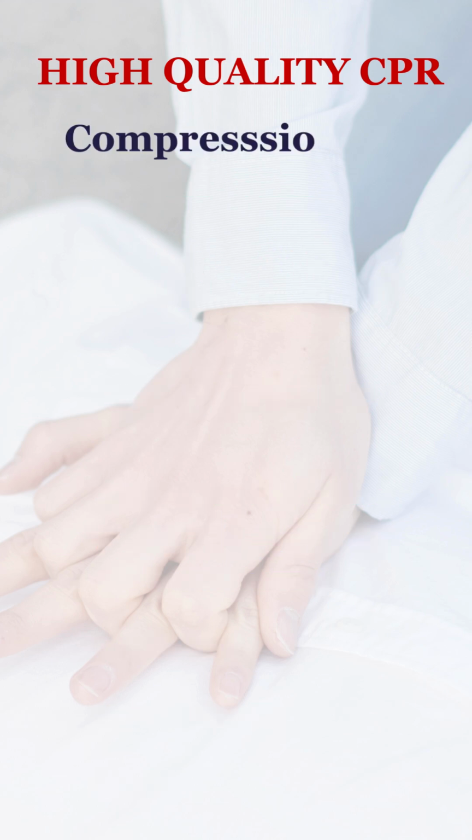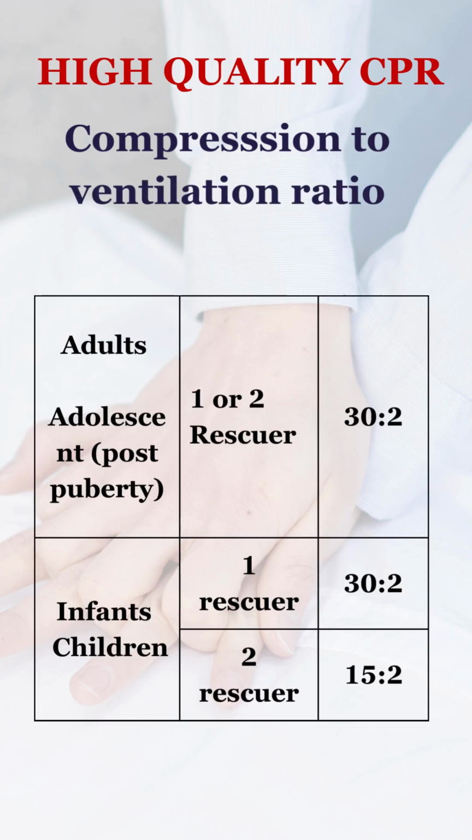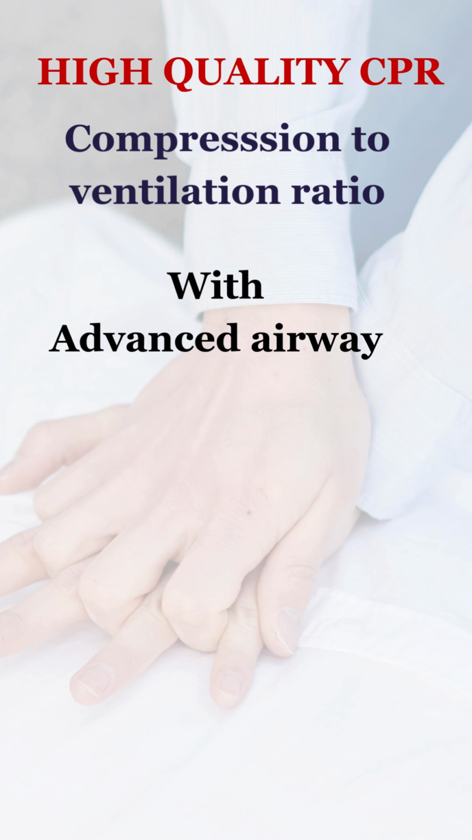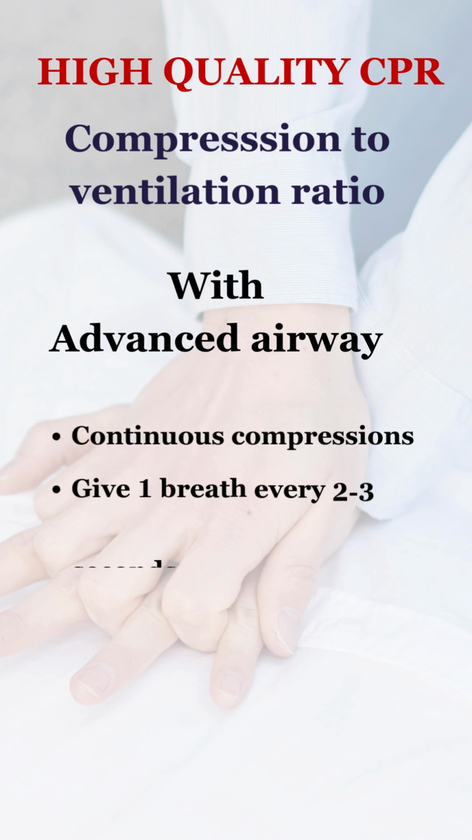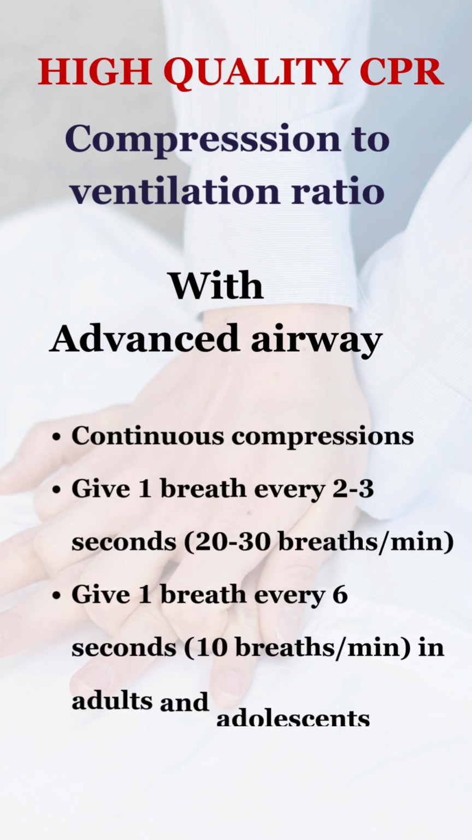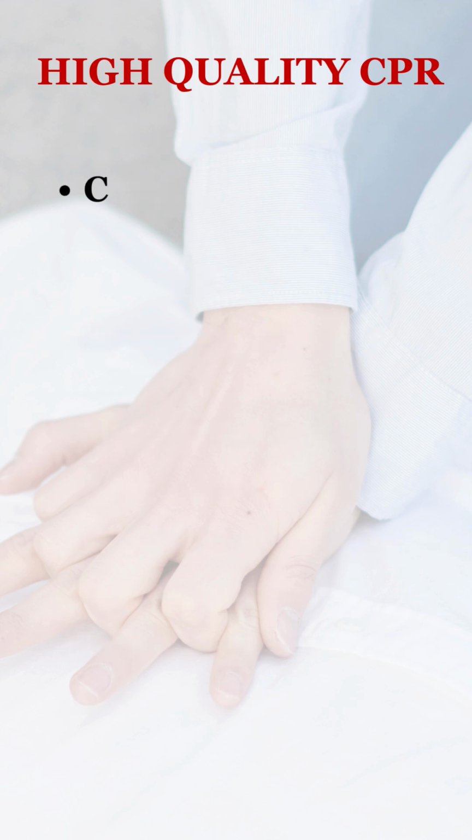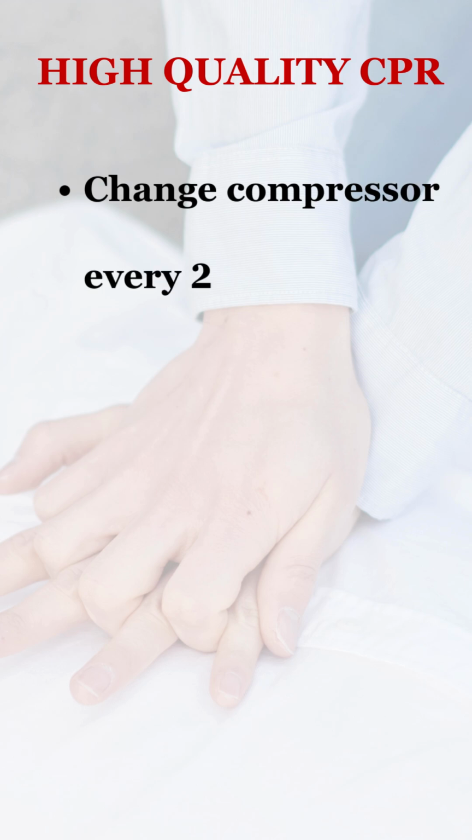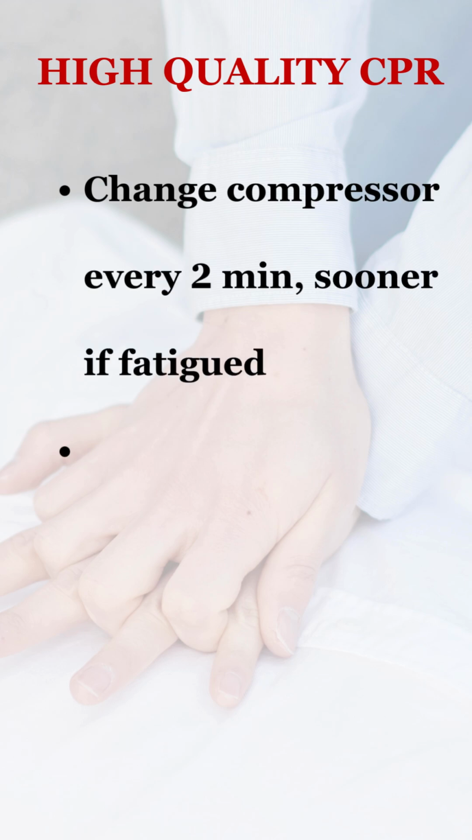Compression to ventilation ratios in adults and adolescents is 30 to 2. For infants and children, use 30 to 2 for a single rescuer, but switch to 15 to 2 if 2 rescuers are present. If an advanced airway is placed, provide continuous compressions without pausing. Deliver 1 breath every 2 to 3 seconds. Remember to change the compressor every 2 minutes, or sooner if fatigued.